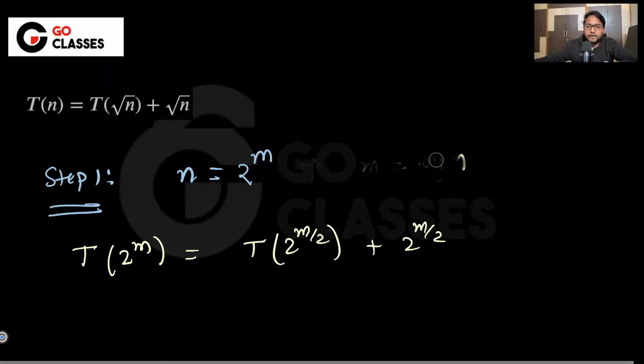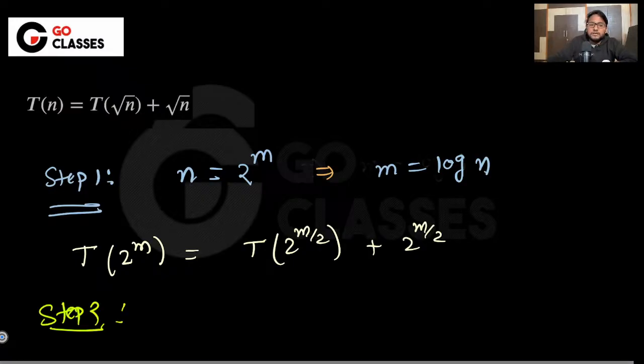Okay, great. Now let's just see this. Here, either you say n equal to 2 power m, or you say m equal to log n. Both are actually fine. Anyway, once you have this, now there's a step 2. What is this step 2?